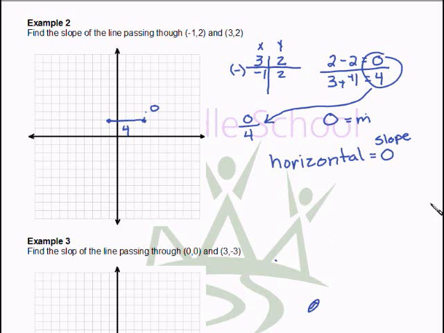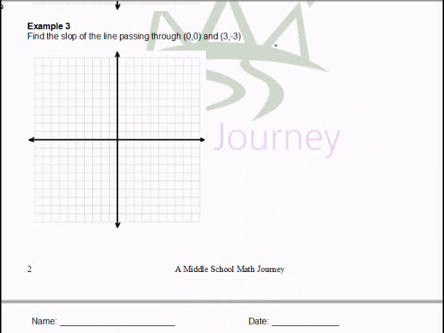Okay, let's go down to example number 3 and see what happens. Find the slope of a line passing through... I'm going to set up my chart. This will be my x-coordinate, this will be my y-coordinate. I'm going to take my first one, which is 3, -3, and my second one, which is 0, 0. Now I'm going to plot them. 0, 0 is right here, and then I'm going to move over 1, 2, 3, and the -3, so I'm going to go down 1, 2, 3.